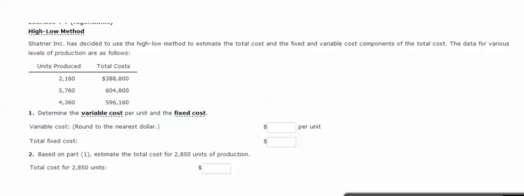This question is asking me to determine the variable costs per unit and the fixed costs. So we're going to do that, and this is going to be using the high-low method in this calculation. So we're going to use the high-low method.